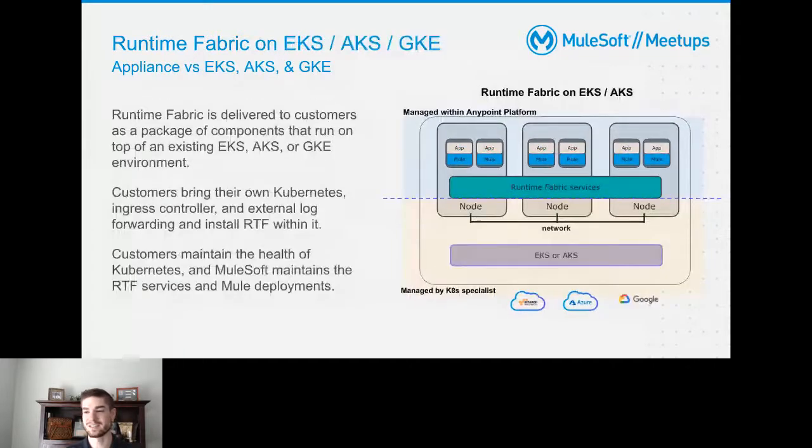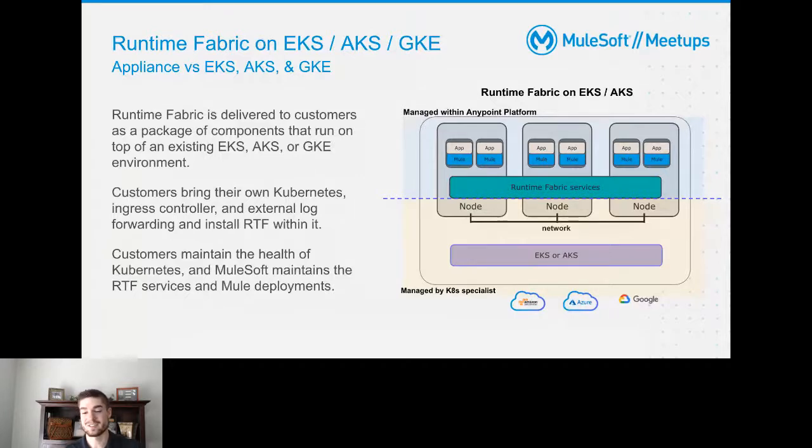With the Kubernetes service approach, a customer has their own Kubernetes environment, which is going to be in the cloud hosted by, again, Amazon, Google, or Azure as of now. It's a bit more hands-on and involved on the Kubernetes side, where customers are responsible for provisioning and configuring their own ingress controller, which is basically the load balancer, as well as external log forwarding.